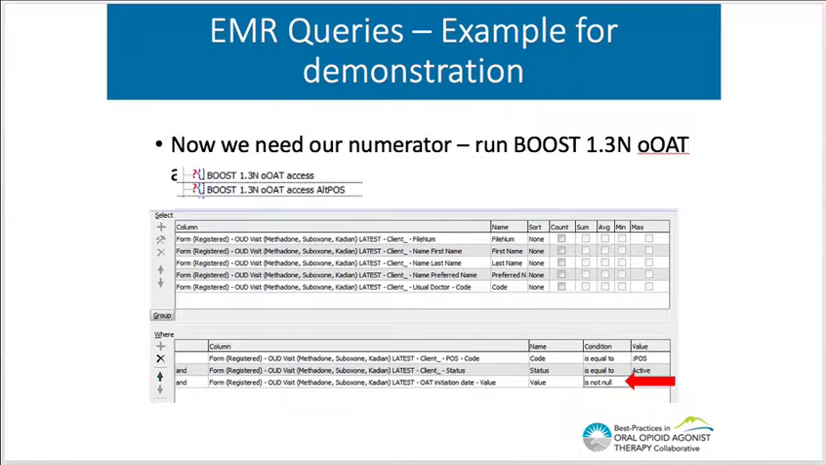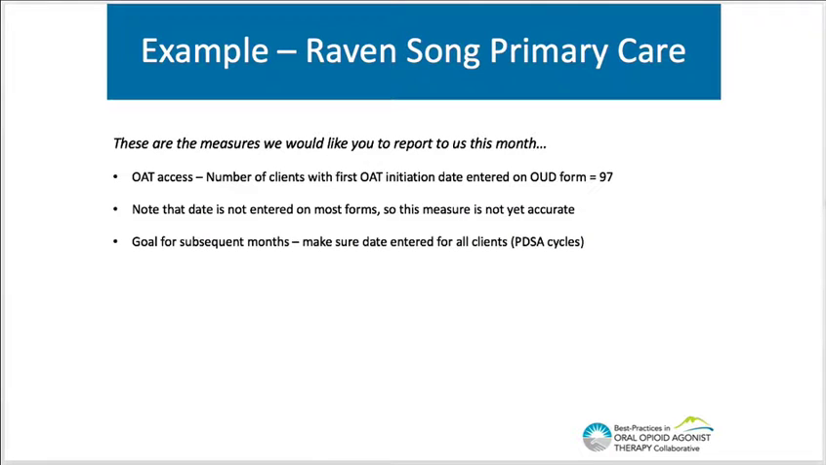Okay, so then we can run the query. This is how the query is set up. If you right click on the query and go to open instead of double clicking, you'll see how the query is designed. We're basically searching the latest OUD visit forms and making sure there's something entered for the first ever OAT initiation date. Null is not null means that there's something entered. A null value just means that nothing's been entered in that field.